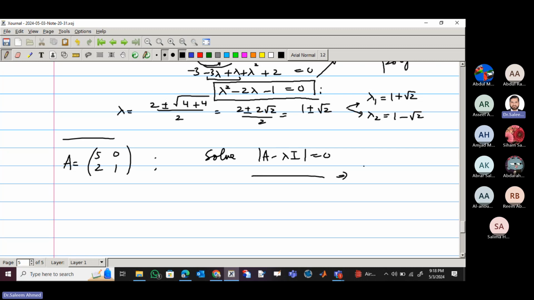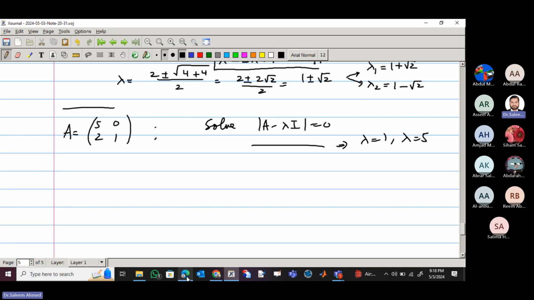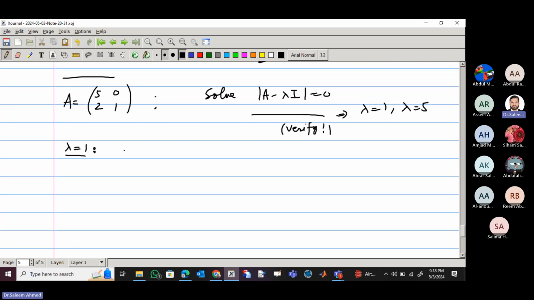if you solve it, you will see that you will get lambda 1 and lambda 5. These are the two values that you will get. You can verify that, do it as an exercise. After finding the eigenvalues, I can find the eigenvector one by one. First of all, I will consider lambda equal to 1, so I have to solve A minus lambda I.